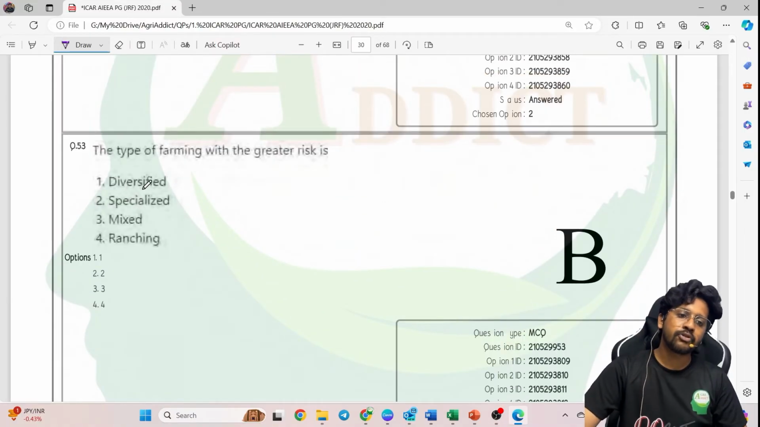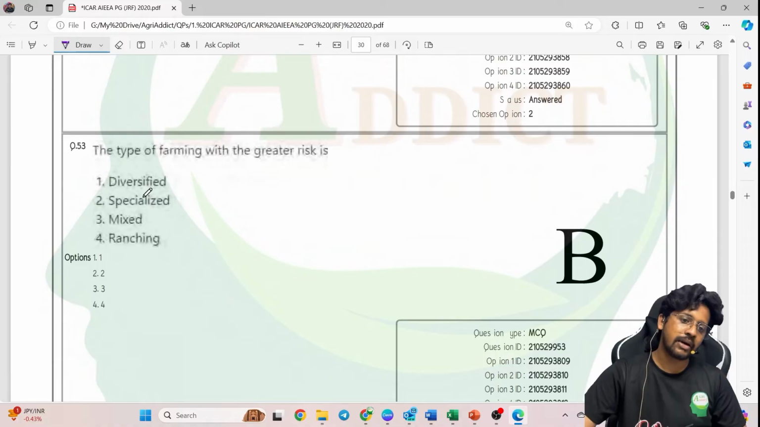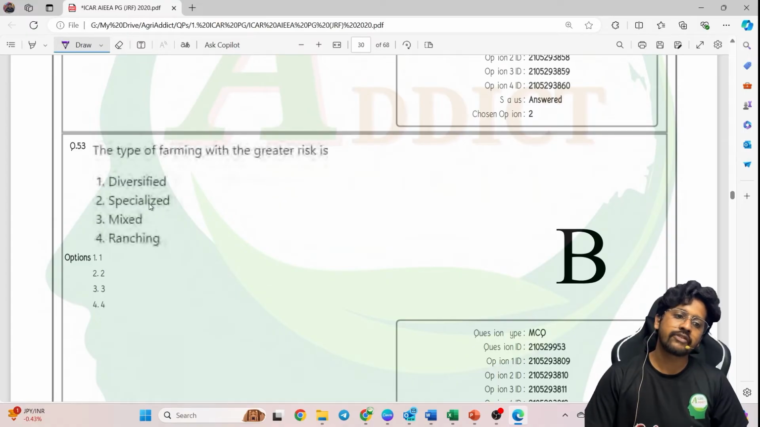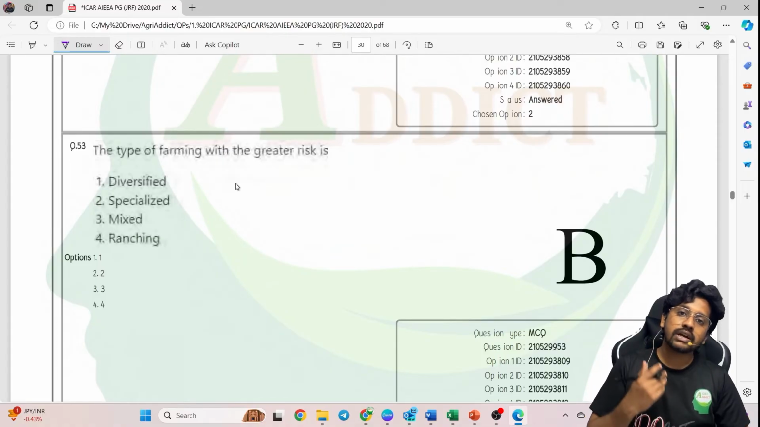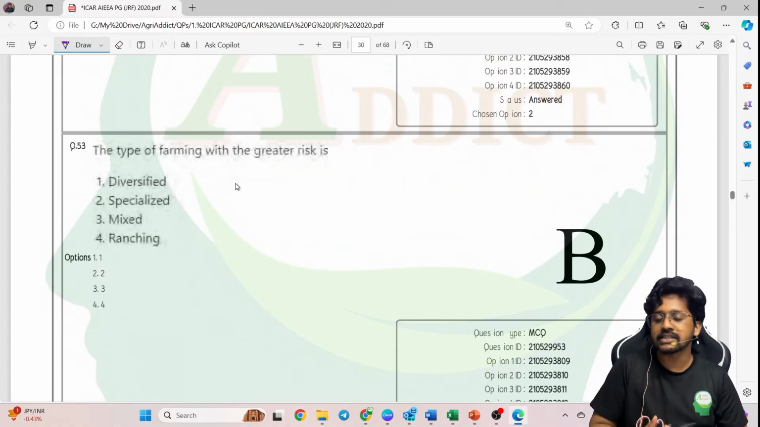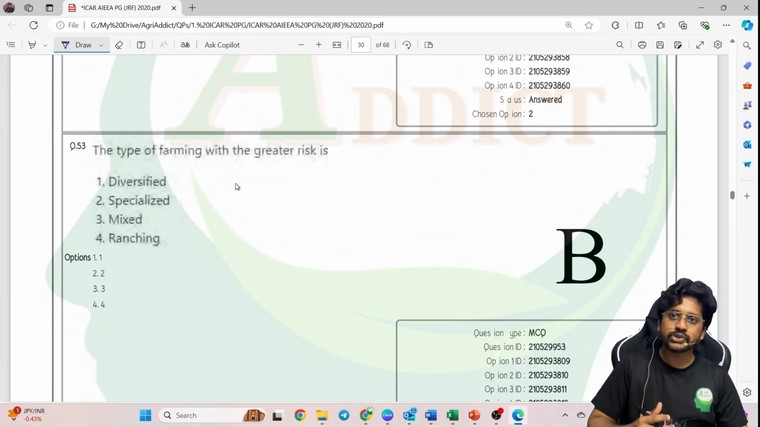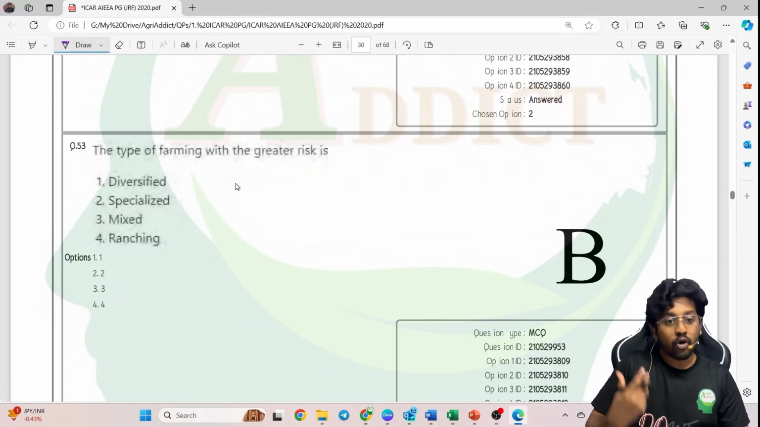Question number 53, the type of farming with the greater risk is. So there are 4 types of farming given here: diversified, specialized, mixed and ranching. From specialized to diversified, we are integrating more crop components. When we are moving from diversified to mixed farming, we are integrating livestock components also. So the more components or enterprises that we include in our business, the risk is minimized, right? It will give you a continuous flow of income, and we can assure that even if one enterprise is at loss, the other enterprise will be there to support your whole business, right?